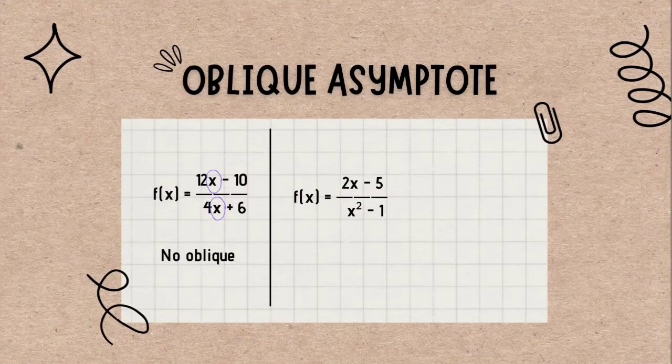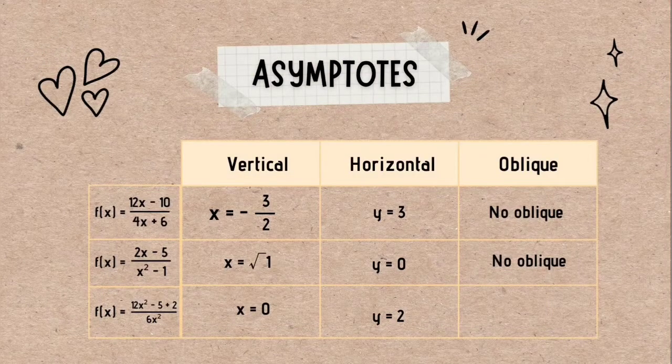So, next naman, f of x equals 2x minus 5 over x squared minus 1. So, tignan lang ulit natin ang degree ng dalawa. So, ang degree ng numerator is mababa sa denominator or mas mataas ang degree ng denominator at mababa ang degree ng numerator. So, ang sagot mo ay no oblique. Kasi super simple lang, di ba?